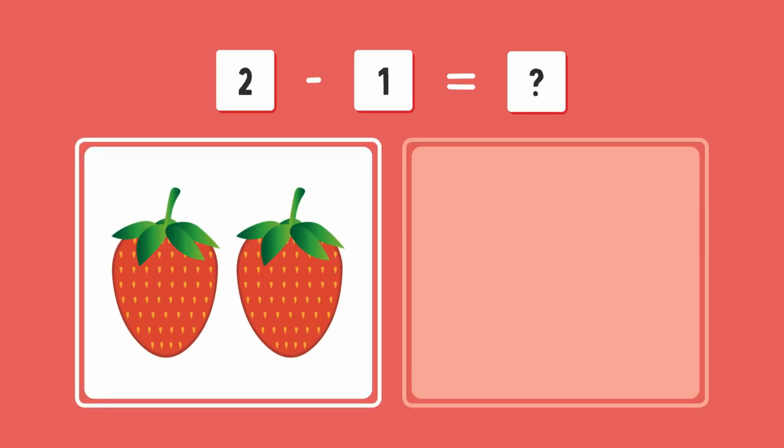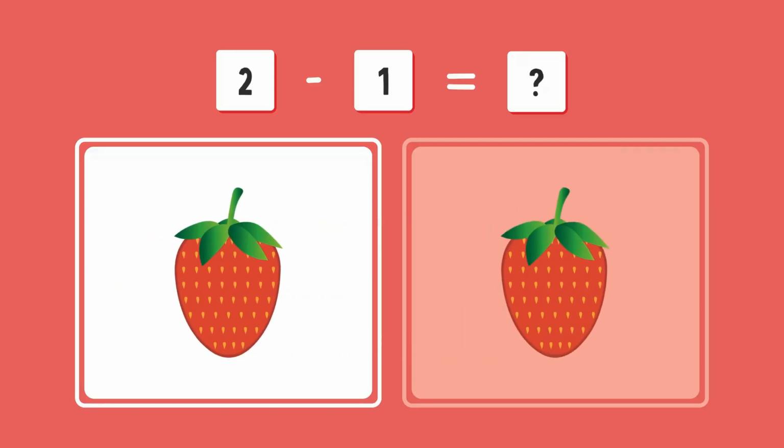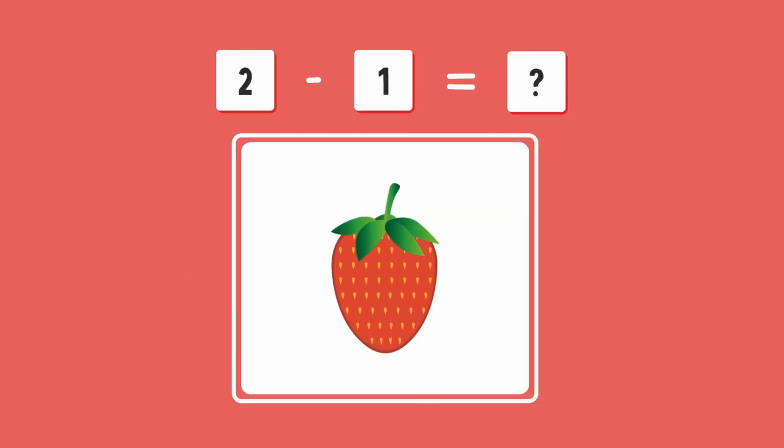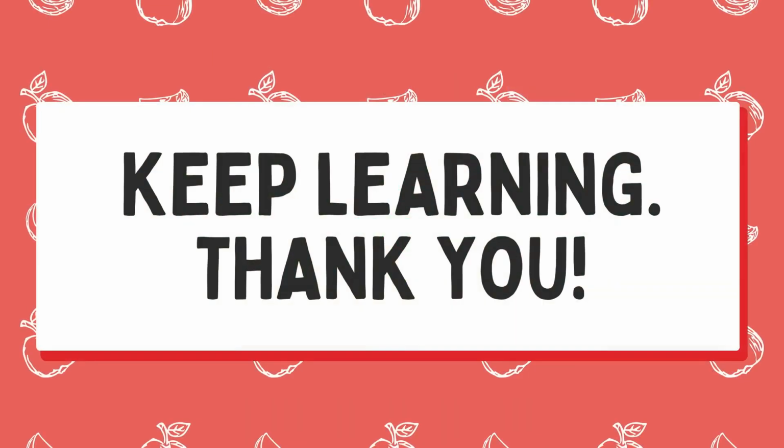What is 2 minus 1? 2 strawberries minus 1. 3, 2, 1. The answer is 1.